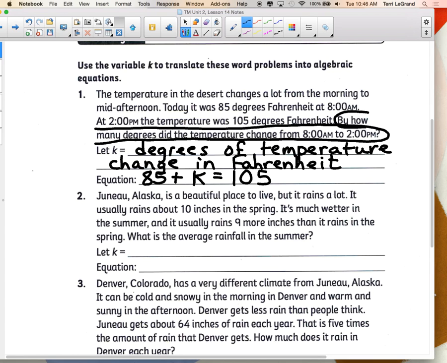Where it starts. If we add some temperature change, some degrees to it, what should the result be on the other side of the equal sign then? Start plus temperature change, and we said it's going to increase, it's going to go up by k degrees. What should that give us on the other side? What should that 105 represent then? The end temperature. Is 105 the end temperature?